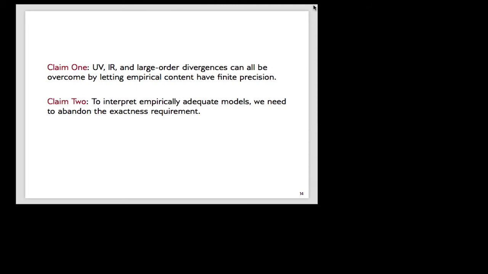But the second claim I'm going to defend is that in order to interpret the empirically adequate models, we in fact need to abandon the exactness requirement. It's not just that we can make this move. We're in fact left with no option to do this if we want to treat the models that actually make contact with the world.